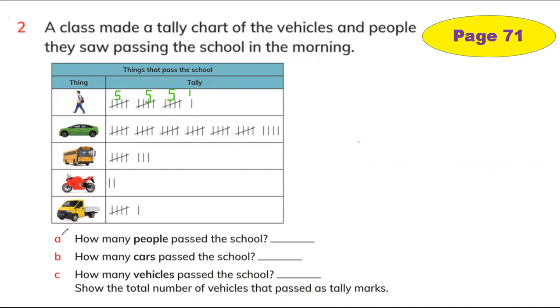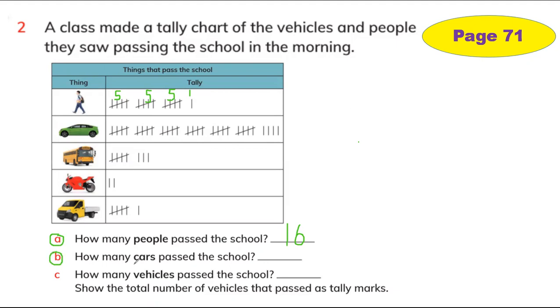So let's read the first part. How many people passed the school? Let's look at the people. 5 plus 5, 10. 10 plus 5, 15. 15 plus 1, 16. It means 16 people passed the school.